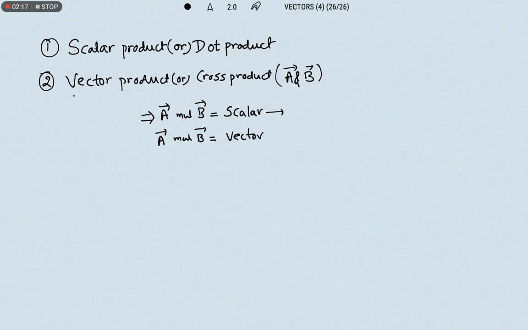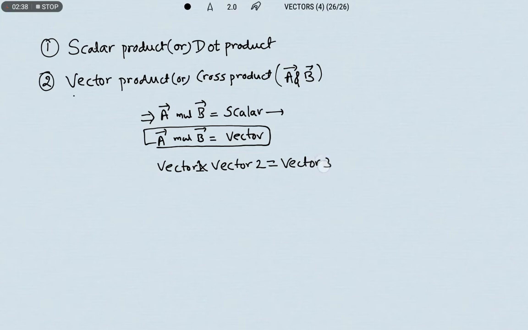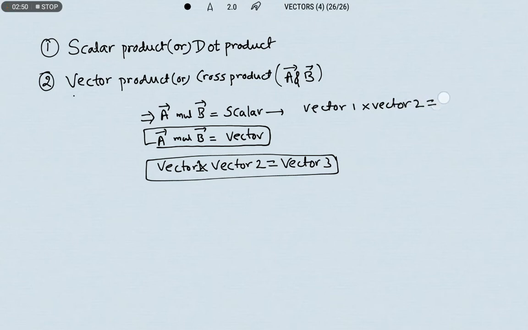So vector product is nothing but the resultant of multiplication of two vectors is also a vector. That means a vector multiplied with a vector, vector 1, vector 2, we are going to get another vector. So this is vector product. And if vector 1 is multiplied with vector 2 and the resultant is a scalar, then it is known to be scalar product. Let us discuss in detail what is meant by scalar product.